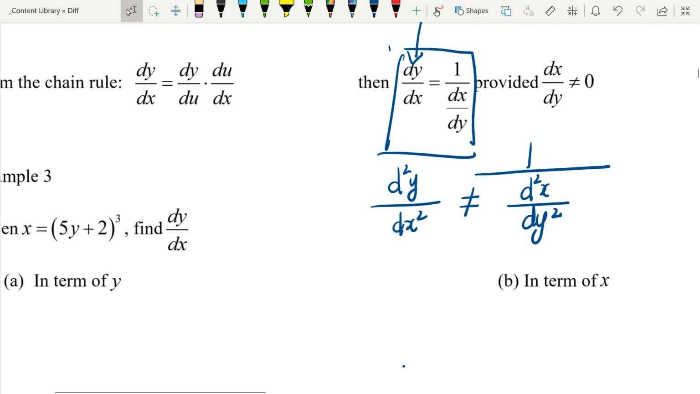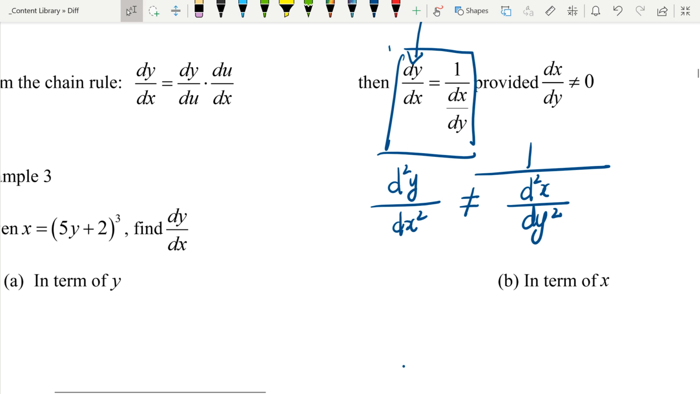I think the notation shows why it doesn't work. For the first derivative, this is the numerator and this is the denominator, so you just flip it and you have dy/dx. But the second derivative notation is different. The square is on the d, so d squared y over dx squared. If you flip it, obviously you don't get the same thing.